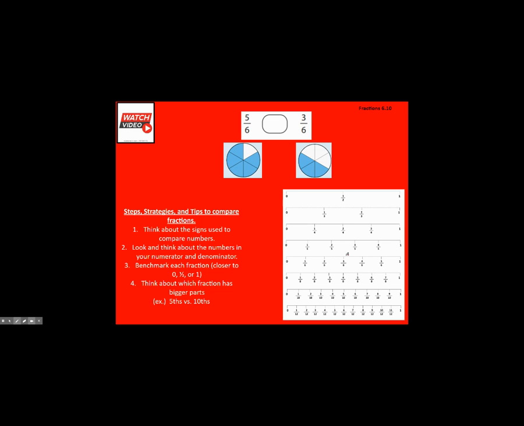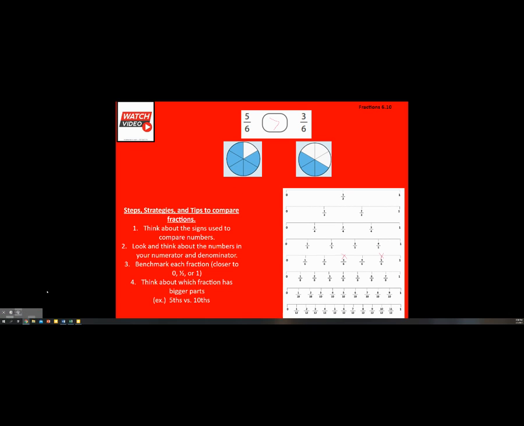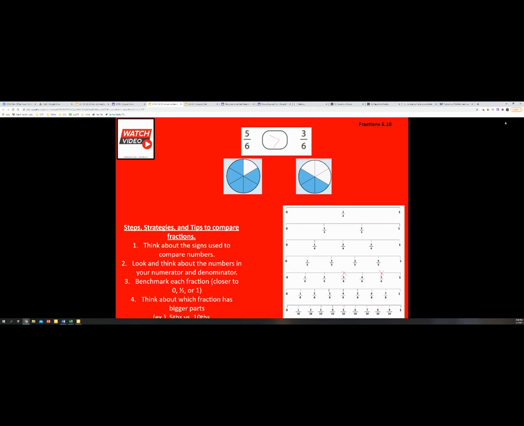Well, we can see that 5/6 is going to be here, but 3/6 is only going to be here when we said stop. So 5/6 would be further ahead, and we'd put in the greater than sign, saying that 5/6 is bigger than 3/6.